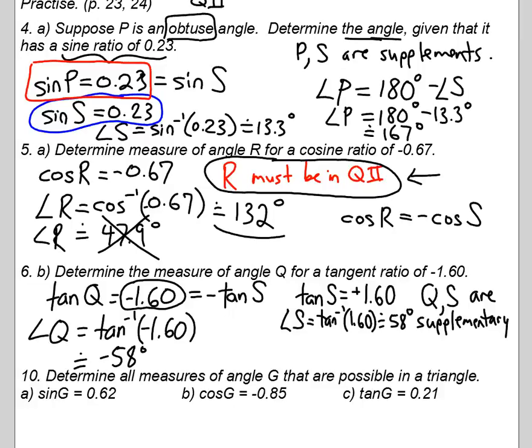Solving for the supplementary angle first, I think, is going to be the better approach. So the inverse tangent of positive 1.6 is going to give us the supplementary angle, which is 58 degrees. And of course, we know that supplementary angles add up to 180 degrees. So what adds up to 180 degrees when 58 is one of the numbers? Well, it would be 122. So angle Q is equal to 180 degrees subtract angle S, which would be 122 degrees.